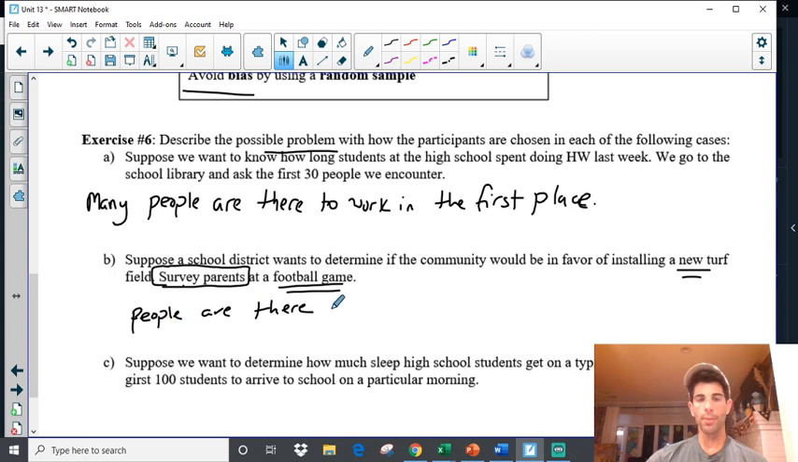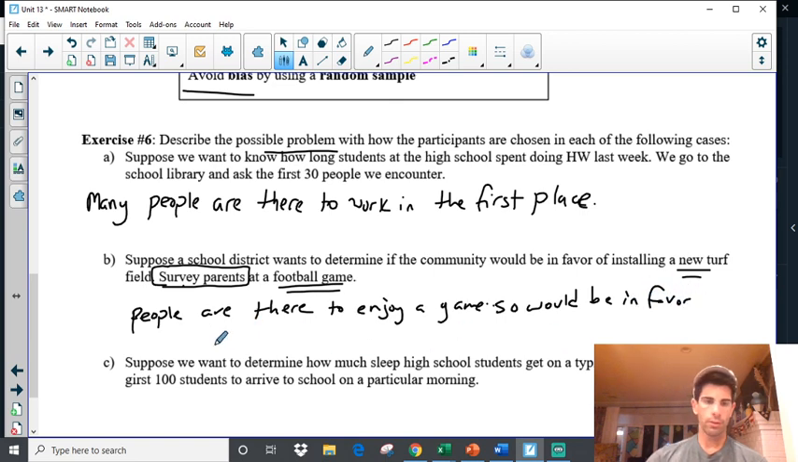So we would say that the people are there to enjoy a game, so would be in favor of a new field.